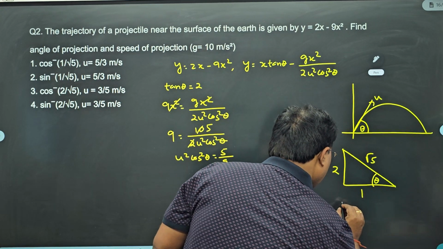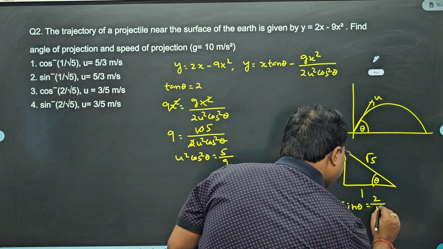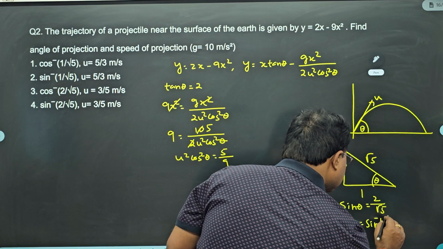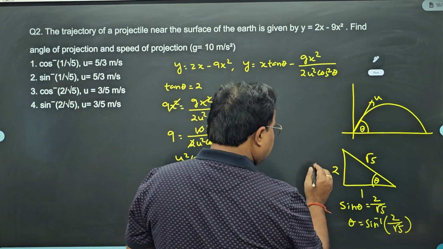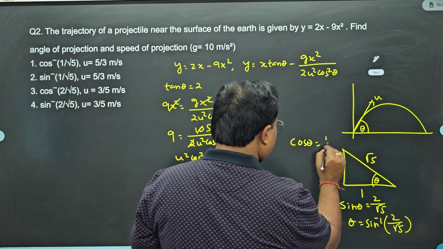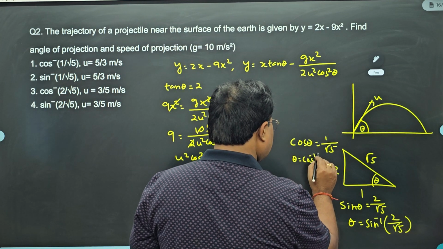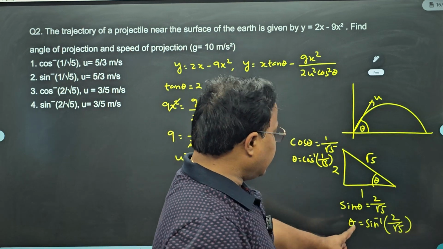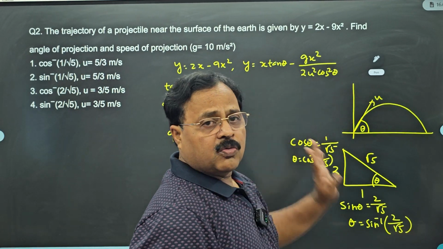Now you tell me what is sine theta? Sine theta is equal to 2 by root 5. So theta becomes sine inverse 2 by root 5. In terms of cos theta, what is the value of theta? Cos theta is equal to 1 by root 5. Theta is equal to cos inverse 1 by root 5. So in terms of sine theta, theta is equal to sine inverse 2 by root 5, and in terms of cos theta, theta is equal to cos inverse 1 by root 5.